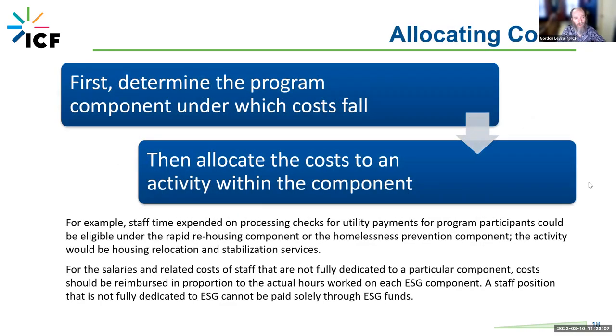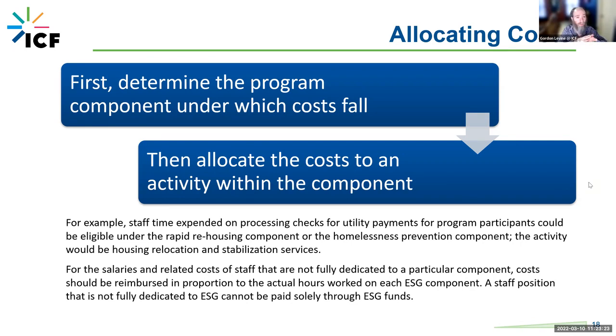So allocating costs, first you have to determine the program component under which costs fall. Like I said, it's ESG eligible, great. What component are we talking about? Is it rapid re-housing? Is it HMIS? Is it admin? Then you have to allocate the costs to an activity within the component.